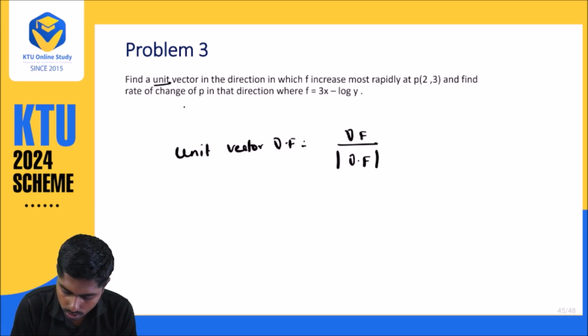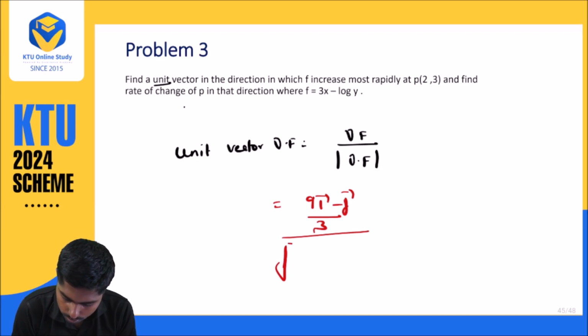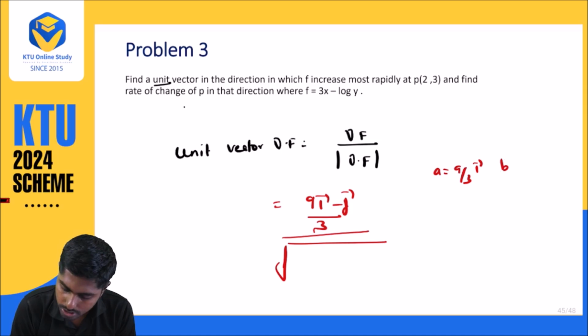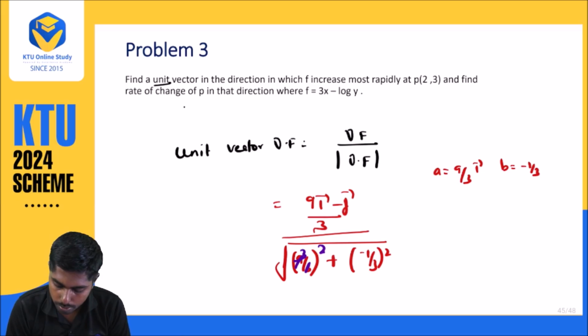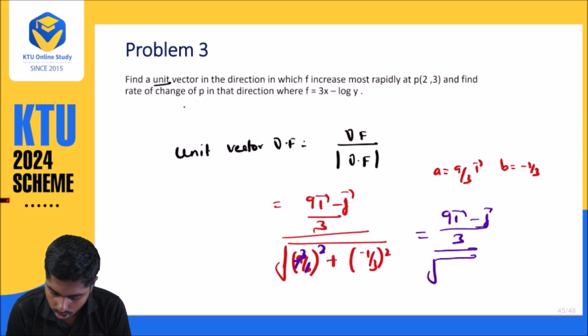What is grad f? That is nothing but 9i vector minus 1 j vector divided by 3. The modulus is root of a squared plus b squared. What is a? A is 9 divided by 3. And b is minus 1 by 3. So we get root of (9 by 3) plus (minus 1 by 3) the whole square. We can cancel this 3. So doing the calculation, we get 9i minus j divided by 3, divided by root of 3 square, which is 9, plus 1 by 9.